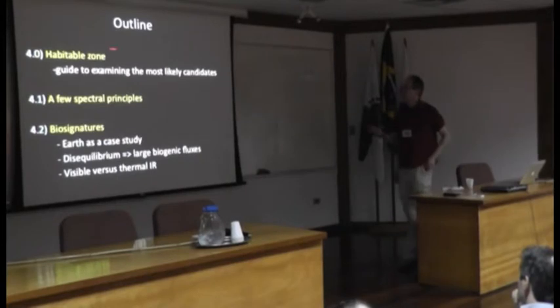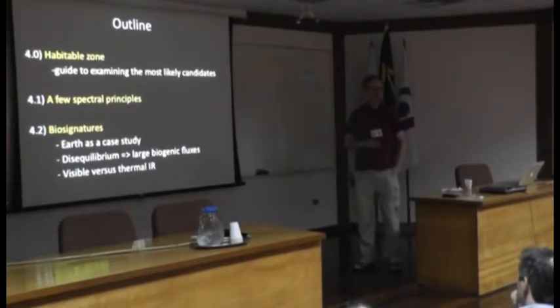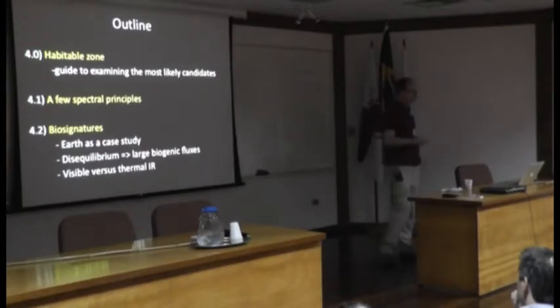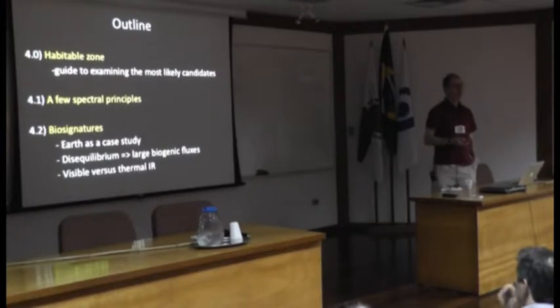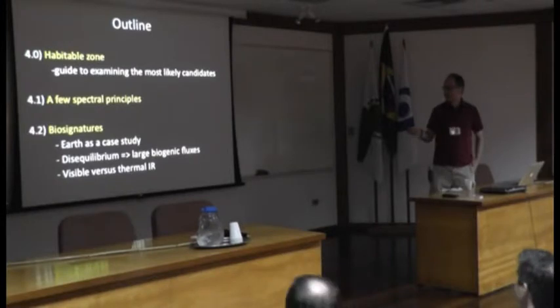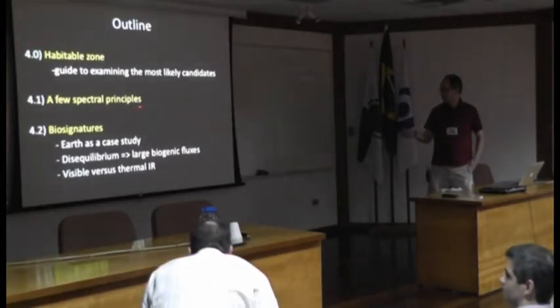So this lecture has three parts. First of all, I'm going to talk about the habitable zone, which is the region around a star where a planet is likely to have liquid water on the surface. And what defines that habitable zone, and also people's questions about whether the habitable zone is the right concept or should there be a different concept.